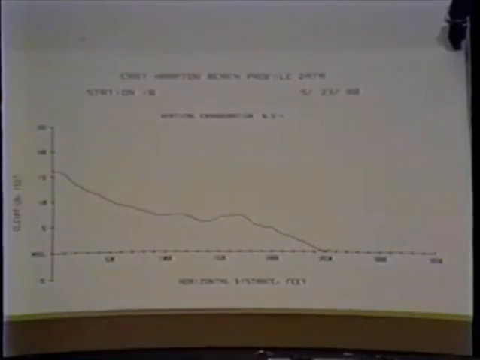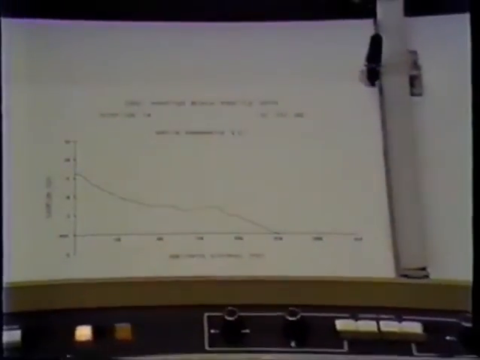The sloping line on the graph matches the slope the beach had at the time the measurements were taken. By comparing graphs made with different measurements, Dr. Bokuniewicz can see how the beach changes from month to month.